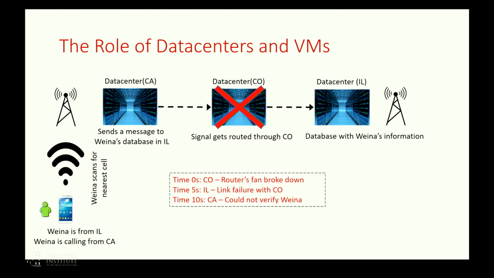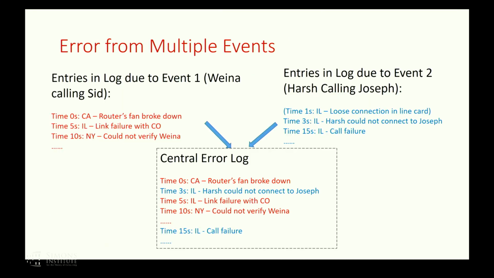Okay? So what happens if there's a failure, if there's a router failure here? Then the network generates many messages at various locations in the network. There's one message that says that the router's fan is broken down. And the data center in Illinois would realize that its connection to the Colorado data center is no longer functioning. And the California data center would generate a message saying that I'm not able to validate if this is Wayna, for example. Okay? So these are the messages that are generated due to this router failure.